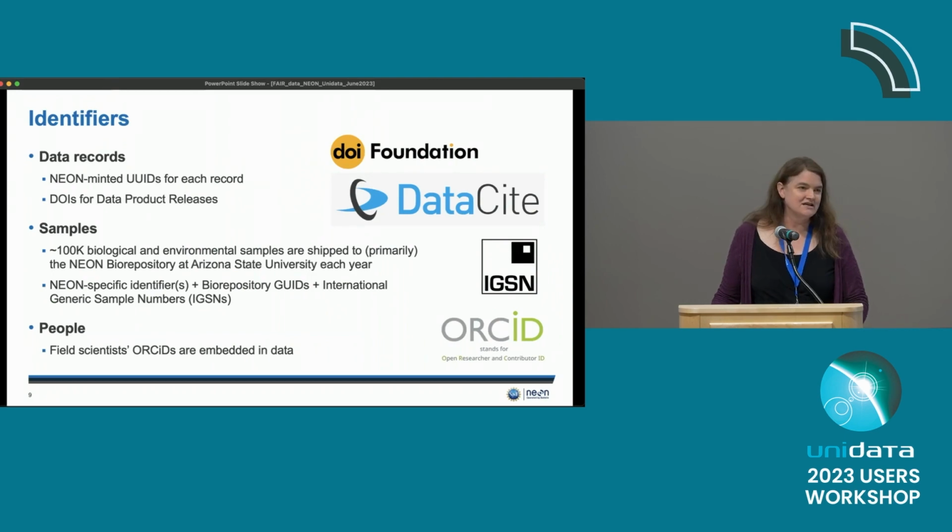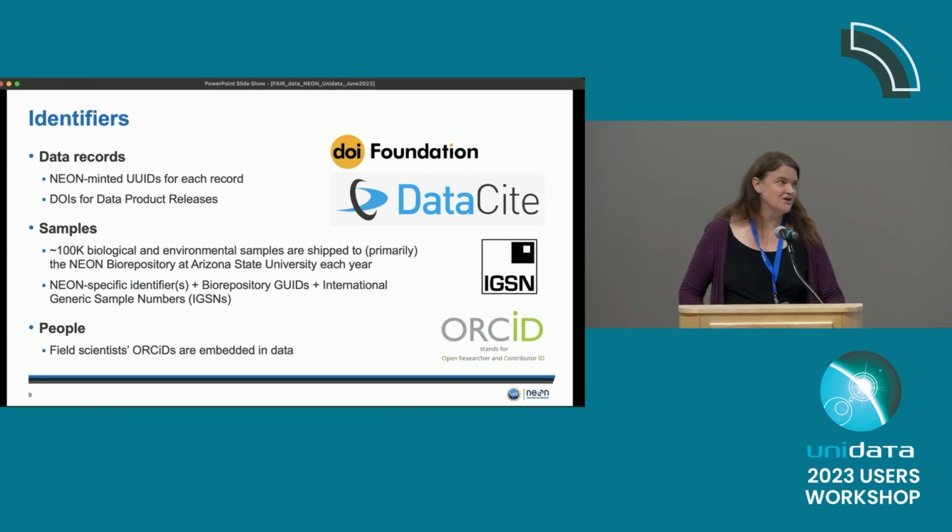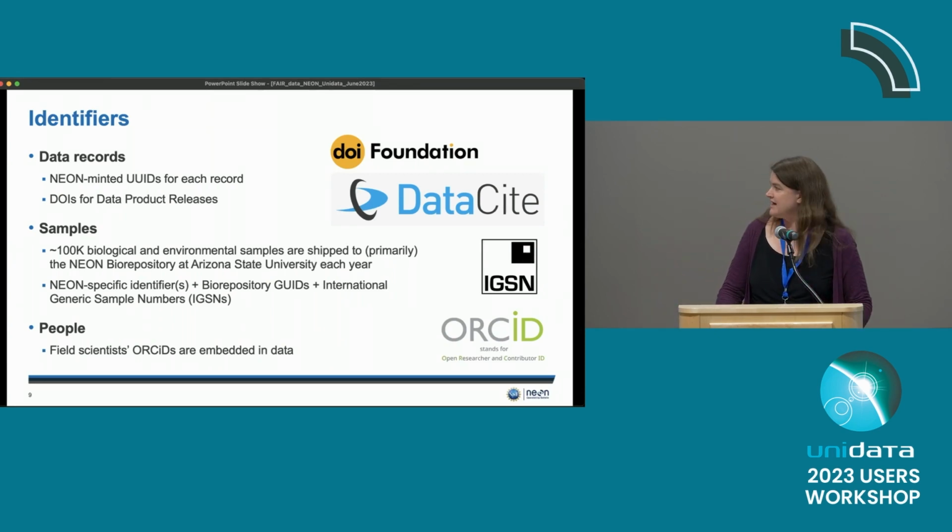Those globally unique identifiers are very important. The digital object identifiers we provide for our data product releases, which I'll get into. Our samples have many identifiers. As I mentioned before, we collect upwards of 100,000 biological and environmental samples every year that we send to the biorepository. So there's a lot of science waiting to be done there, and all of those samples get a number of identifiers, and we've adopted the international generic sample numbers.